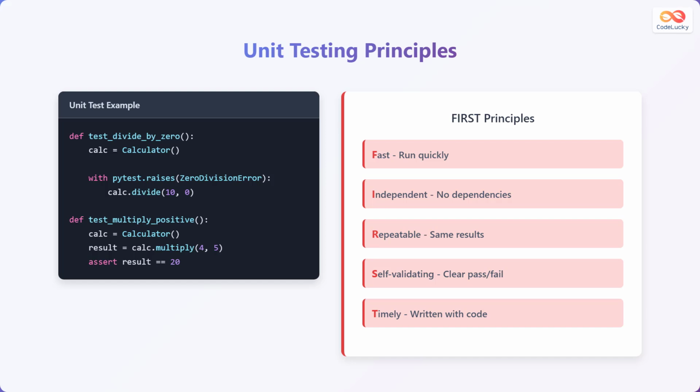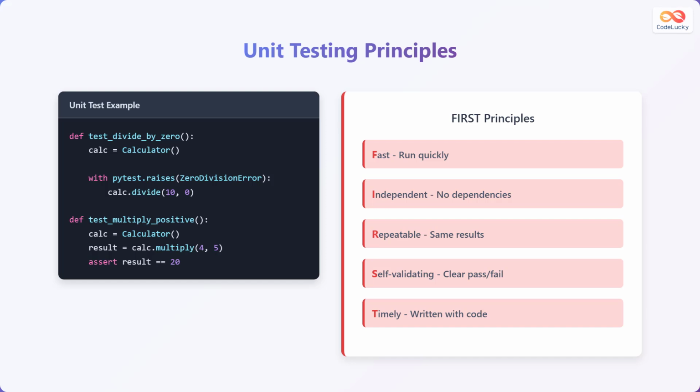Unit testing follows the FIRST principles, which are 5 key guidelines for writing effective tests. Fast means your tests should run quickly, typically in milliseconds, allowing frequent execution during development. Independent means tests should not depend on other tests or external systems. Each test should be able to run in isolation. Repeatable means tests should produce the same results every time they run, regardless of environment or execution order.